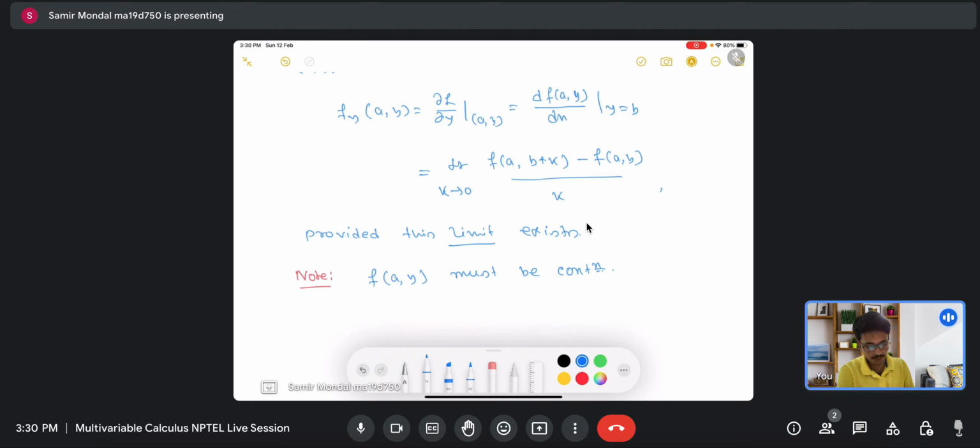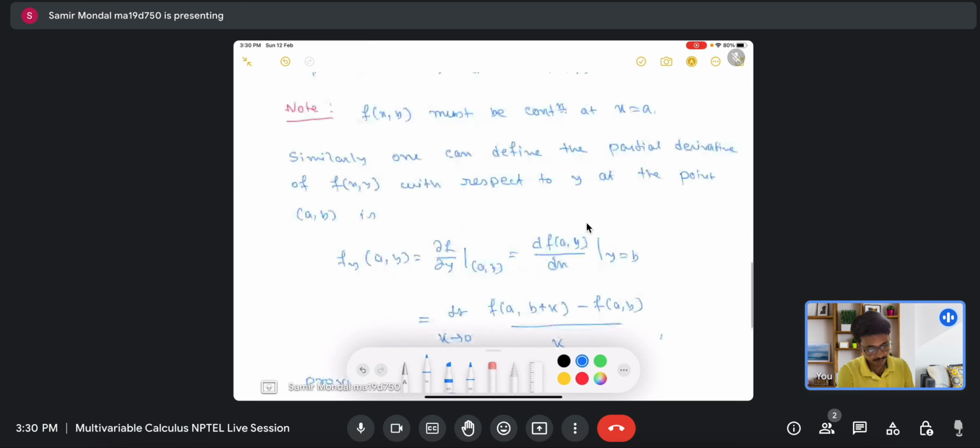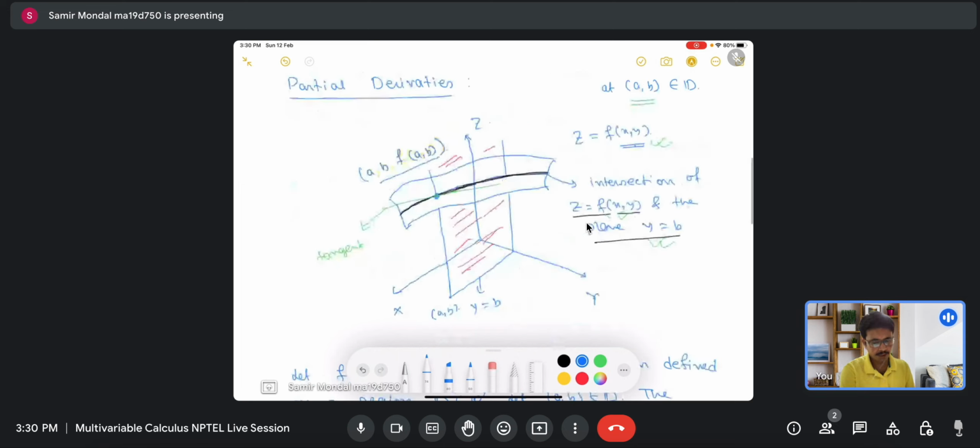So I want to recall once more the geometric interpretation of the partial derivative. This is your given function, z equal to f of x, y. We want to plug in one variable, so take y equal to b. In 3D it is nothing but a plane. So this is f of x, y, your function of two variables.